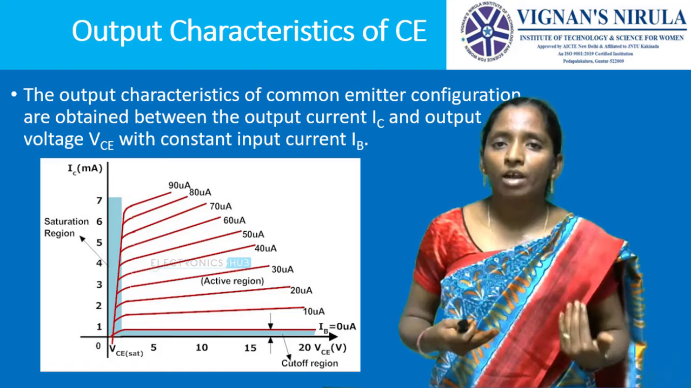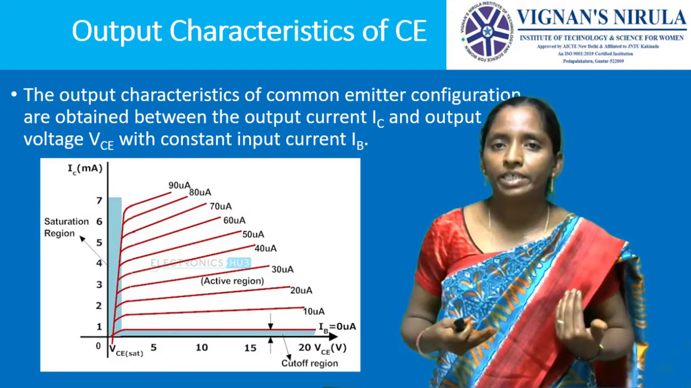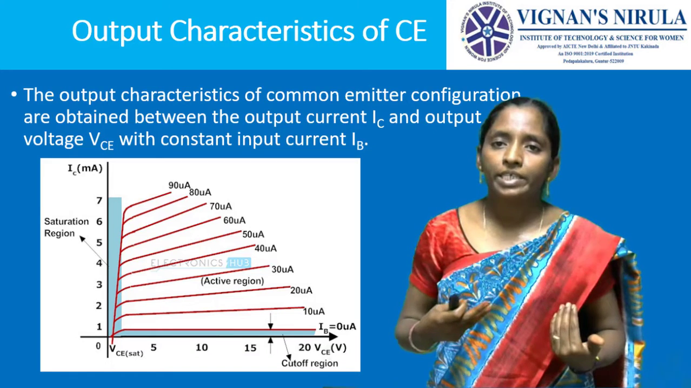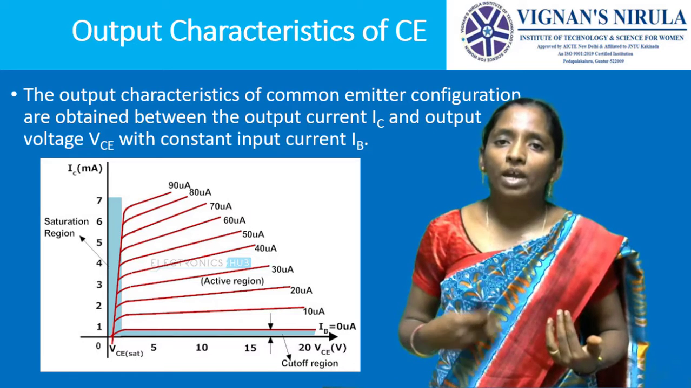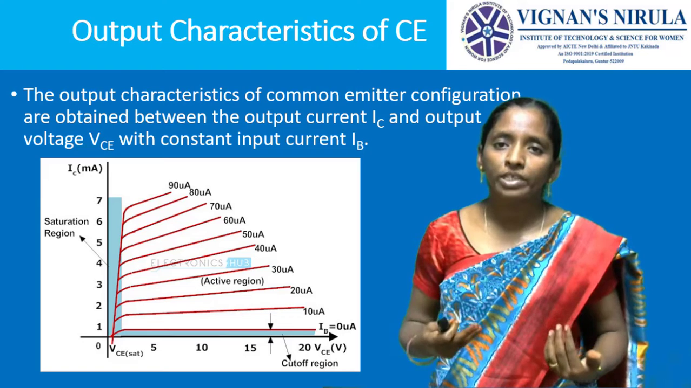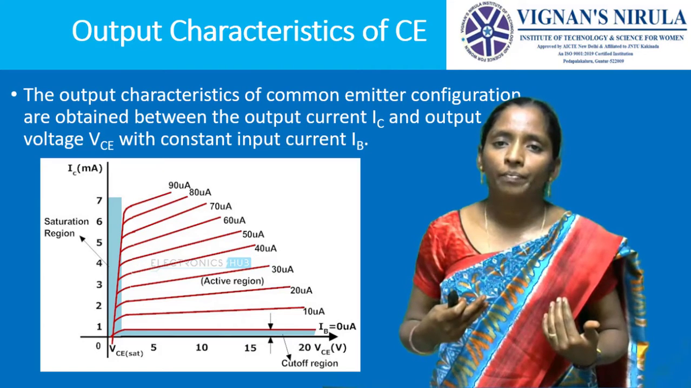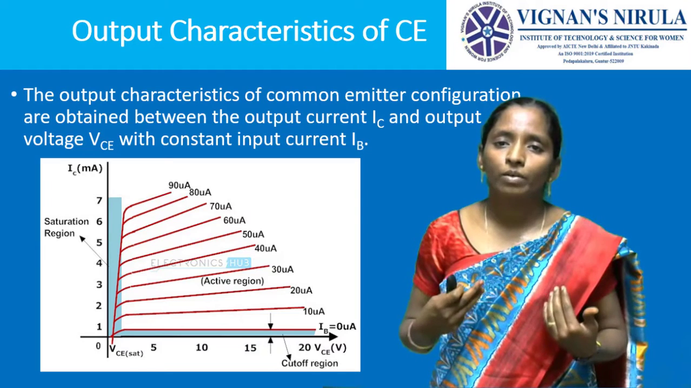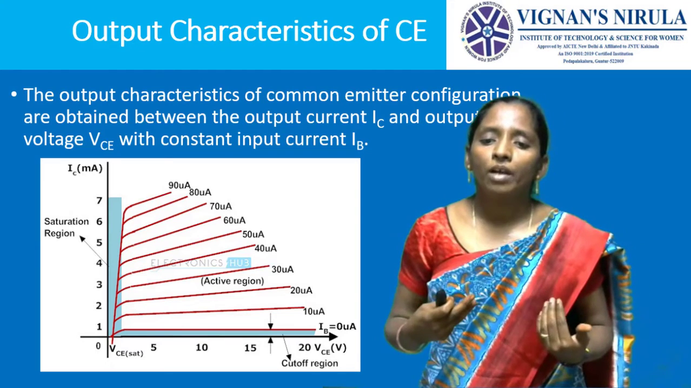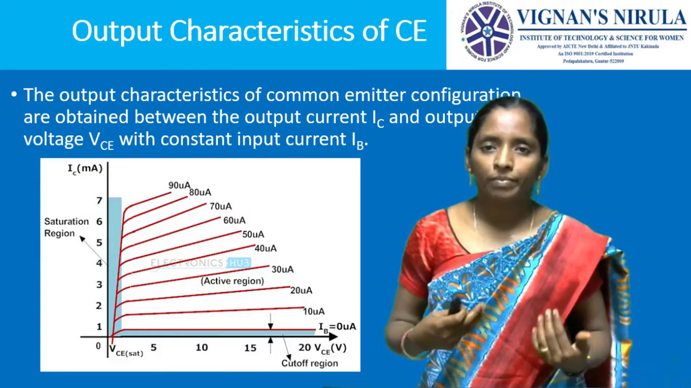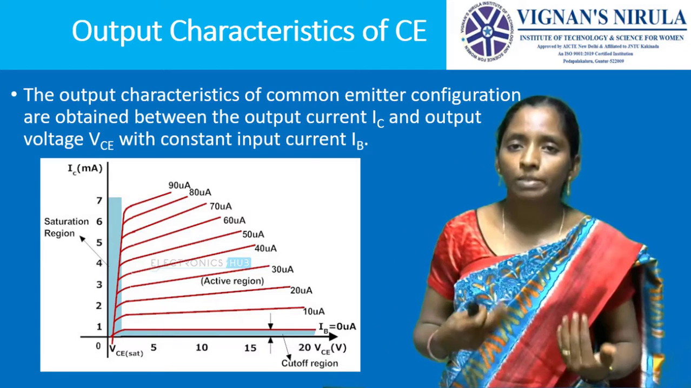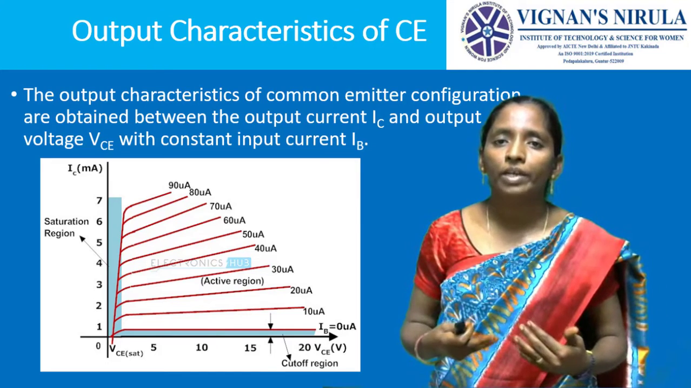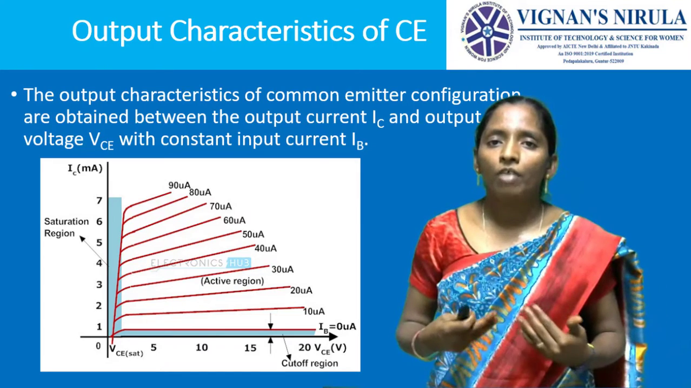Output resistance. In common base configuration the output resistance is high, but in common collector configuration the output resistance is low. Because we are applying reverse bias at the output side in common base, the output resistance is high; in common collector there is forward bias at the output side, so the output resistance is low. But in common emitter configuration it is medium. That means the output resistance is medium in common emitter configuration. These are the differences between transistor configurations.